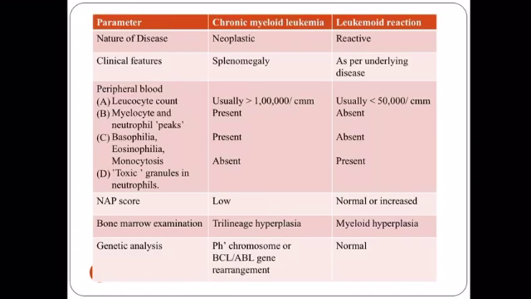Neutrophilic alkaline phosphatase score is low in CML while it is high in leukemoid reaction. Bone marrow examination shows trilineage hyperplasia in CML while myeloid hyperplasia in leukemoid reaction. Genetic analysis shows BCR-ABL fusion rearrangement in CML, while leukemoid reaction has normal genetic analysis. So this is leukemoid reaction and we have to differentiate it from chronic myeloid leukemia because the treatment of these two is different.